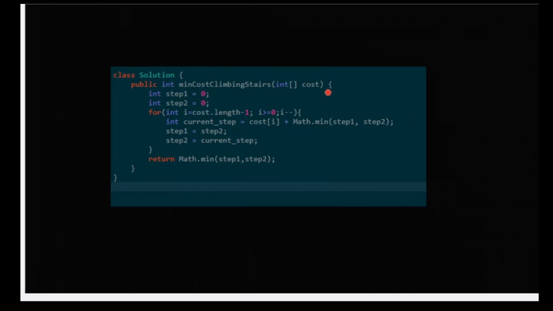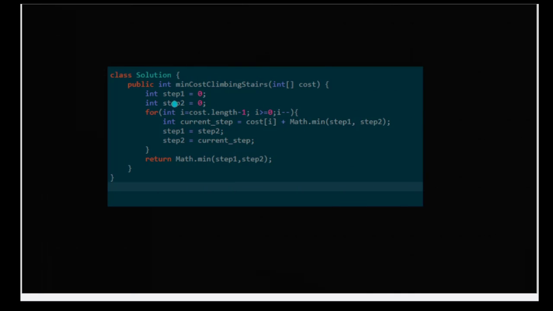Now let's see what the code is. That's simple. Take step 1 as 0, step 2 as 0, traverse in backward direction. Current step is cost of i plus minimum of step 1 and step 2. Step 1 will point to step 2, step 2 will point to current step. The answer would be the minimum of step 1 and step 2. That's an order of n solution.